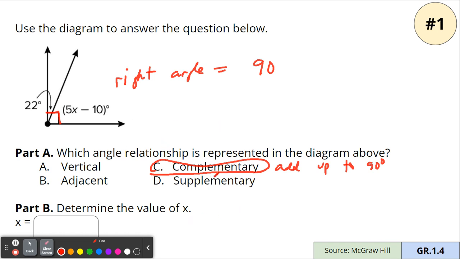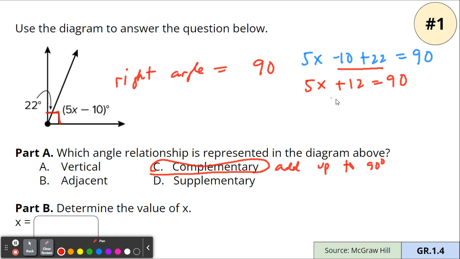Part B, determine the value of x. So we can apply this angle relationship to find our x. Since these two angles are complementary, the sum of these two angles will be 90 degrees. So our equation will be 5x minus 10 plus 22 is equal to 90. We solve for x like how we solve a linear equation. We can combine negative 10 and 22, so we'll have 5x plus 12 is equal to 90.